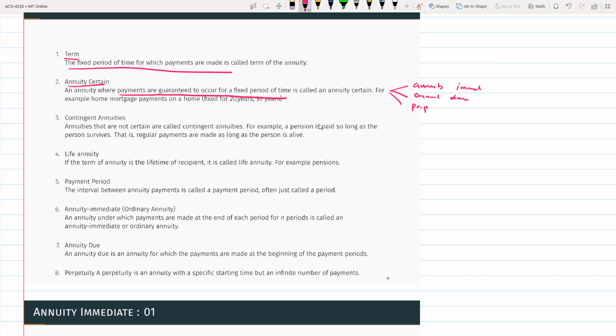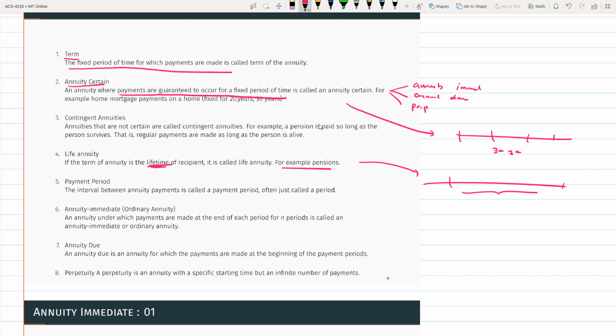Now, if the payment is not guaranteed over a fixed period of time, then, for example, the life annuity, for this there's no fixed period, only lifetime. Lifetime is random. I mean, we can say it's random. Then it is different from annuity certain. Okay, for example, pensions. Let's say this one says it's going to give you a fixed payment for 30 years. Then the life annuity is payment as long as you live. So it's not a fixed period of time. So this is different from annuity certain.